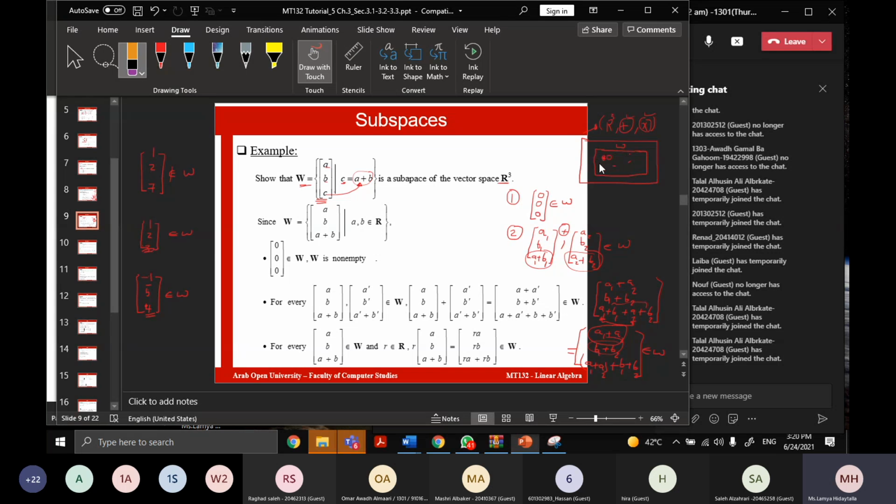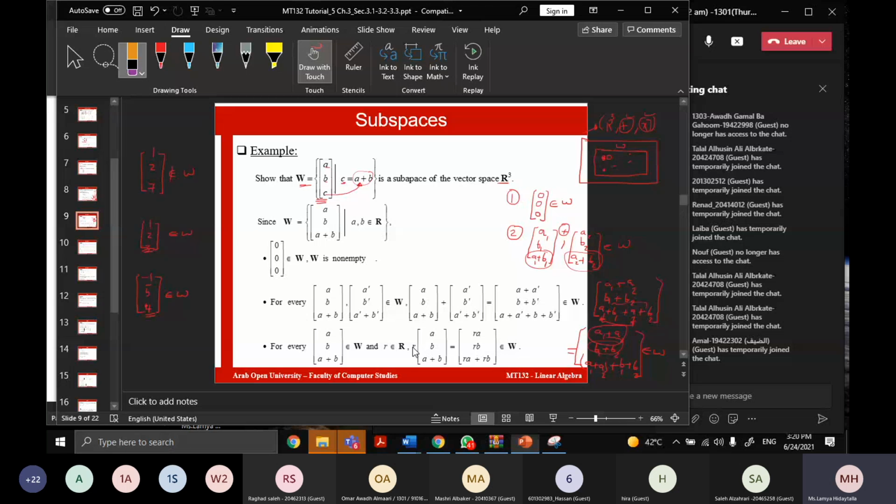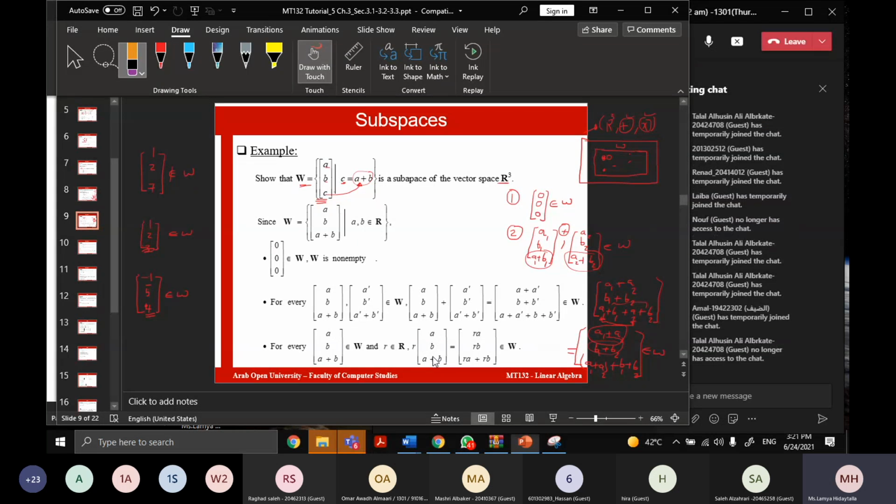And also, we proved that if we multiplied any vector from here by any constant, the resultant as well will be where? Will be here. So this is the vector I multiplied by a constant. We called it R here, which is a real number, a scalar. So the resultant is RA or RB, or R multiplied times A plus B. But what is R multiplied times this? This is RA plus RB. So it is like that.